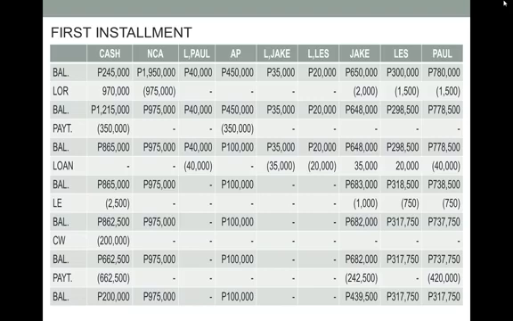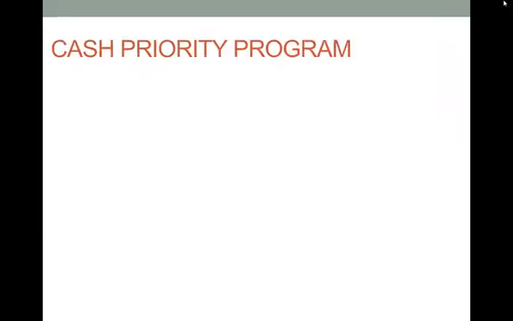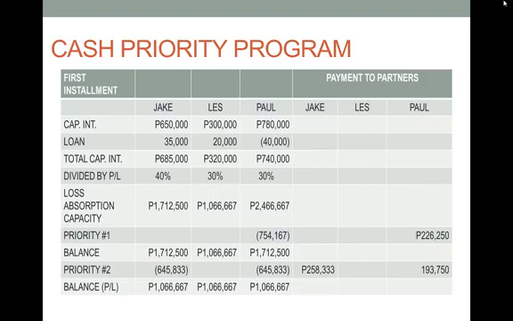But take note, may sinabi tayo kanina na kailangan nating alamin kung paano ba dinidistribute yung available cash to partners. So, I will introduce to you the cash priority program. In this cash priority program, dito natin dinedetermine kung sino yung magiging priority 1, priority 2, priority 3, kumbaga yung mauunang bibigyan kapag mayroong available cash. This time, to compute the cash priority program of Lane partnership.